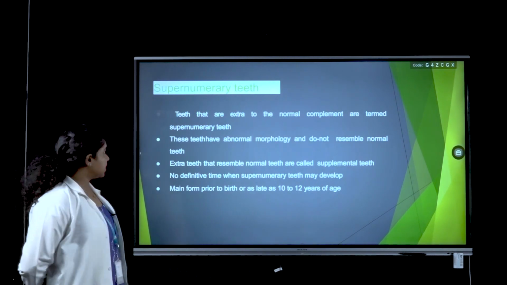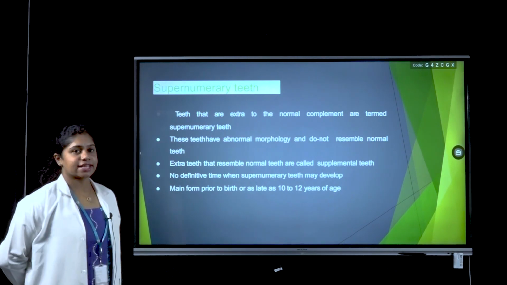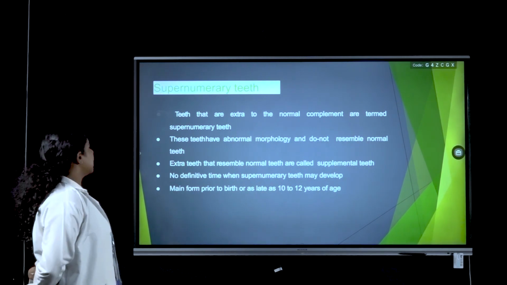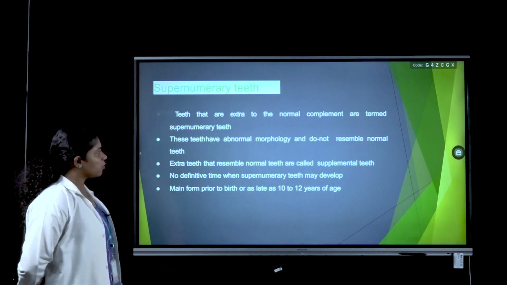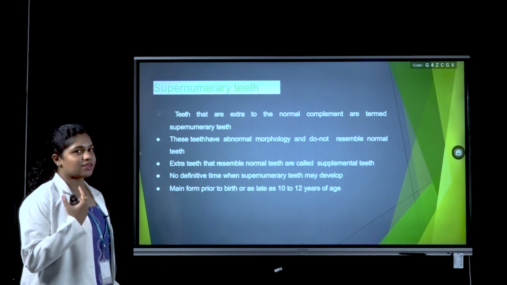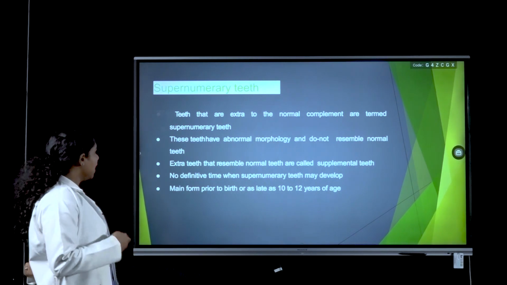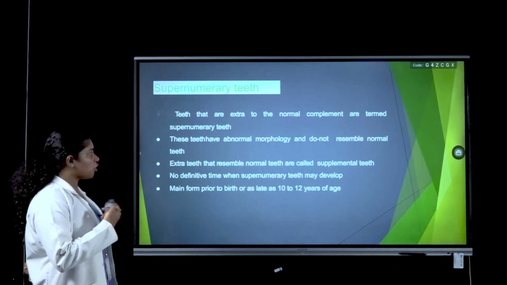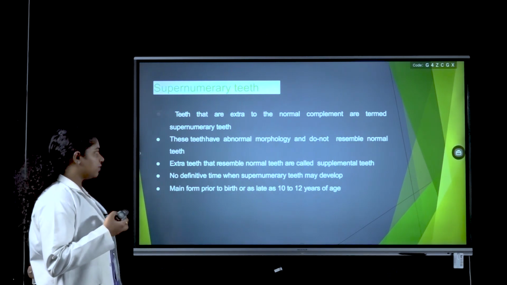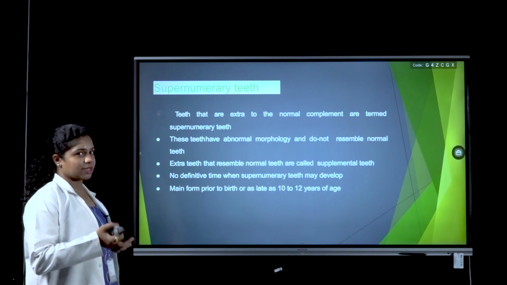Now coming to supernumerary teeth. Teeth that are extra to the normal complement of teeth are considered as supernumerary teeth. These teeth may have abnormal morphology, or they may not have any abnormal morphology and resemble normal teeth. Extra teeth that resemble normal teeth are called supplemental teeth. There is no definitive time when supernumerary teeth may develop.